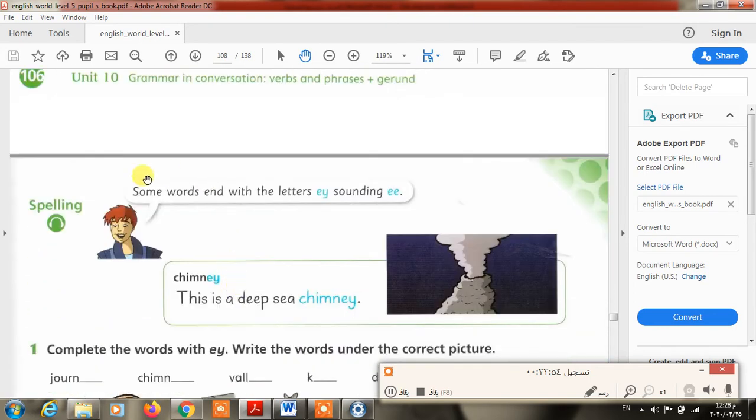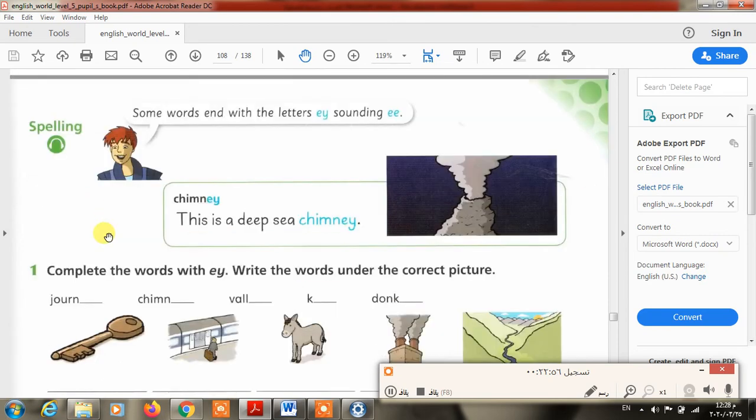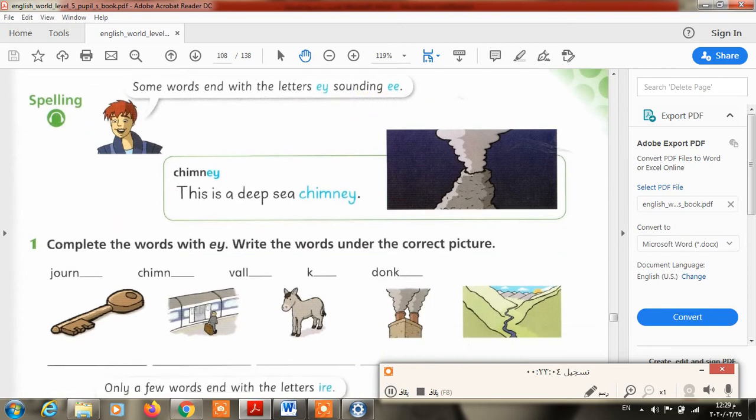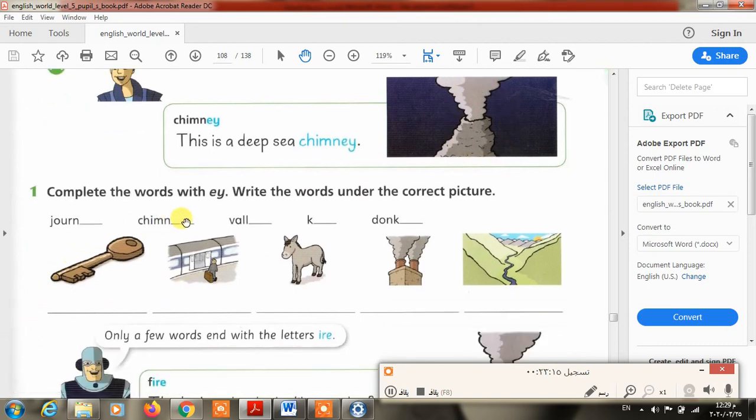Now, page 107. Some words end with the letters EY, sounding E, like chimney. Okay, and this is a deep sea chimney in this picture. Now complete the words with EY. Write the words under the correct picture. Now listen carefully.